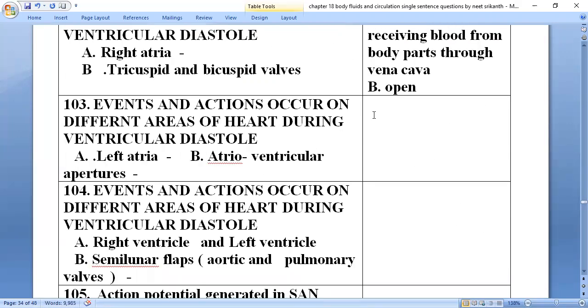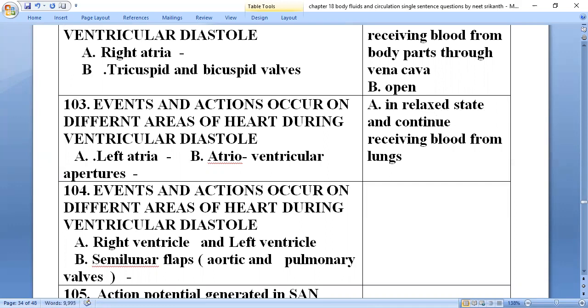And what about left atria? What is it doing during the joint diastole? The left atria is also in relaxed state and continues receiving blood from the lungs through the pulmonary vein.